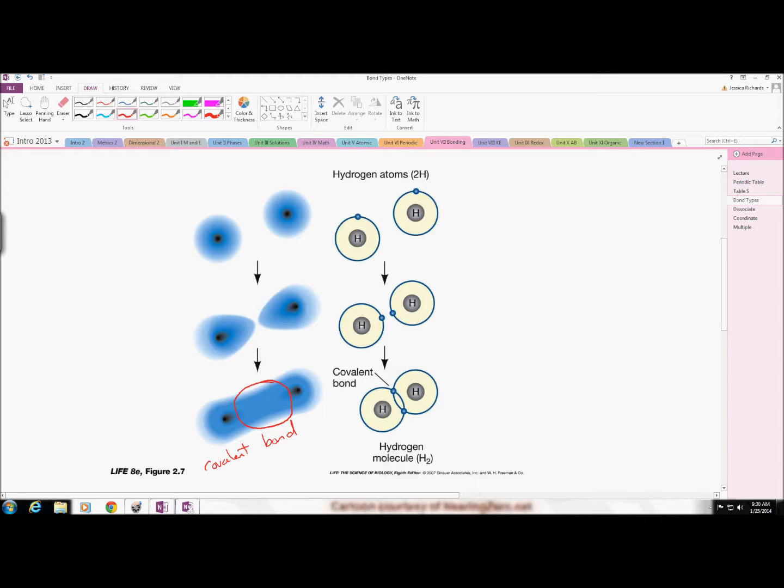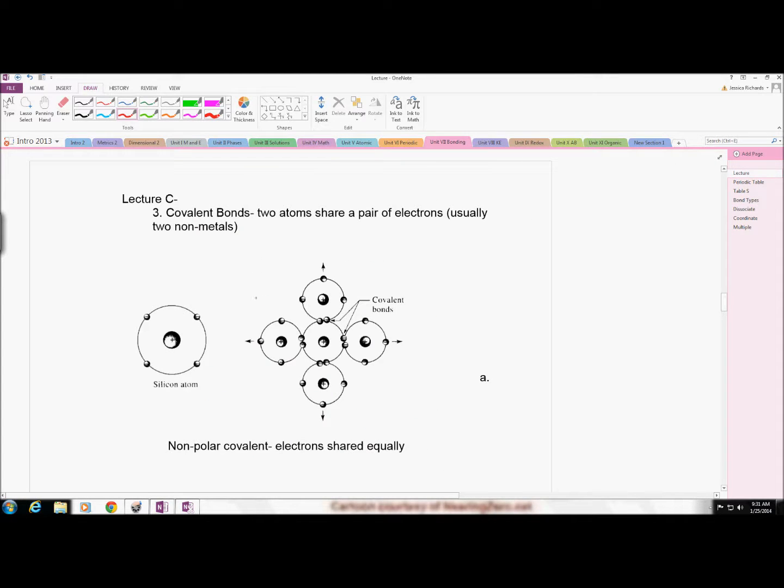So here, using Bohr models, each hydrogen has 1 electron in its valence orbital, remembering that each orbital can hold 2. The orbitals line up and they overlap and share those electrons. So this is a covalent bond. Covalent bonds are all about the sharing of electrons. Generally it's 2 nonmetals, and their orbitals overlap.